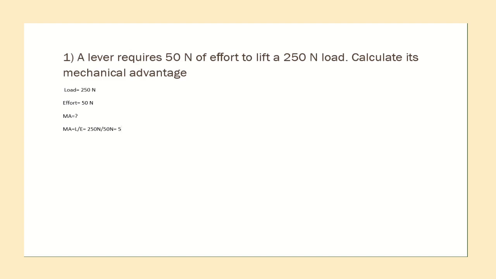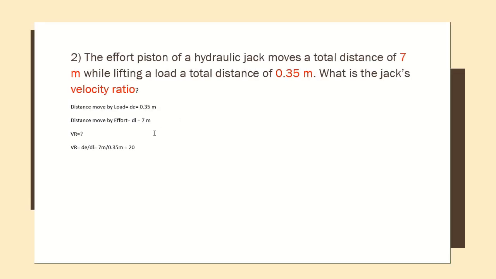Question 2. The effort piston of a hydraulic jack moves a distance of 7 meters while lifting a load a distance of 0.35 meters. What is the jack's velocity ratio? So the first thing, as we said, is to identify what has been given. We have been given the distance moved by the load, which is 0.35 meters, and the distance moved by effort, which is 7 meters.